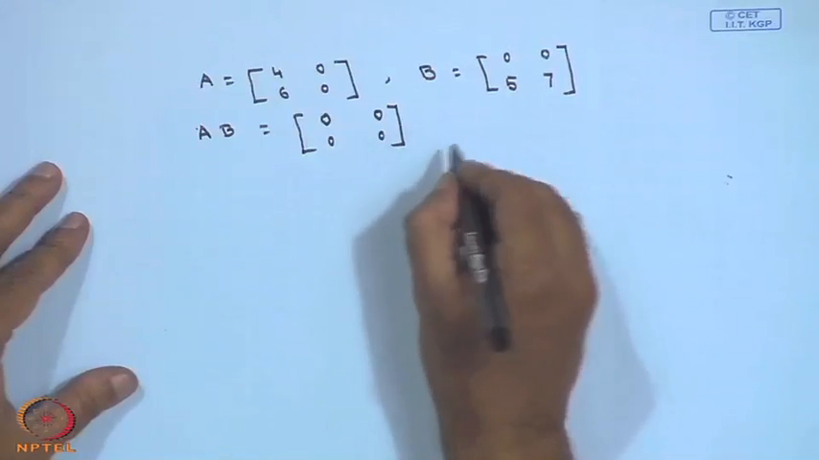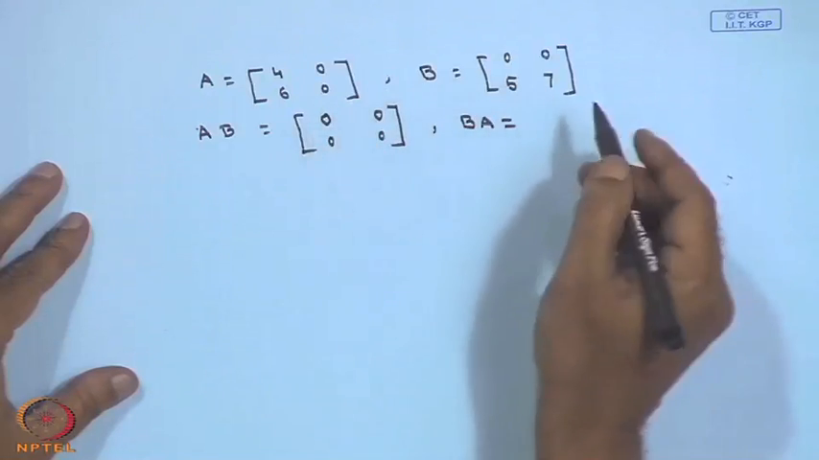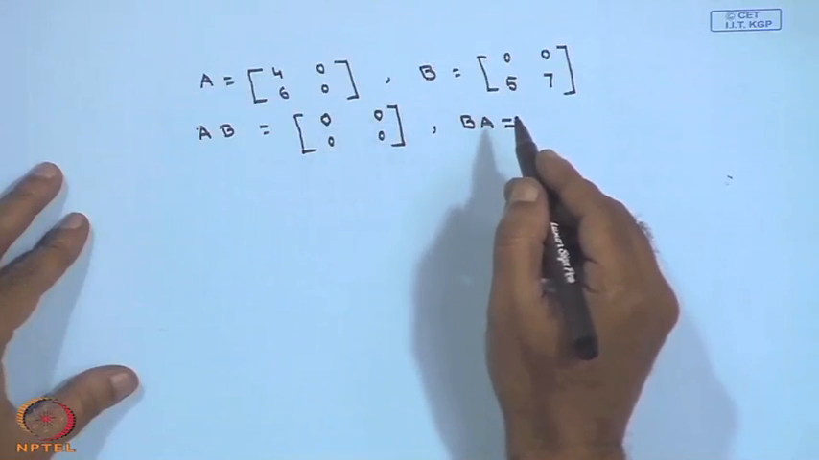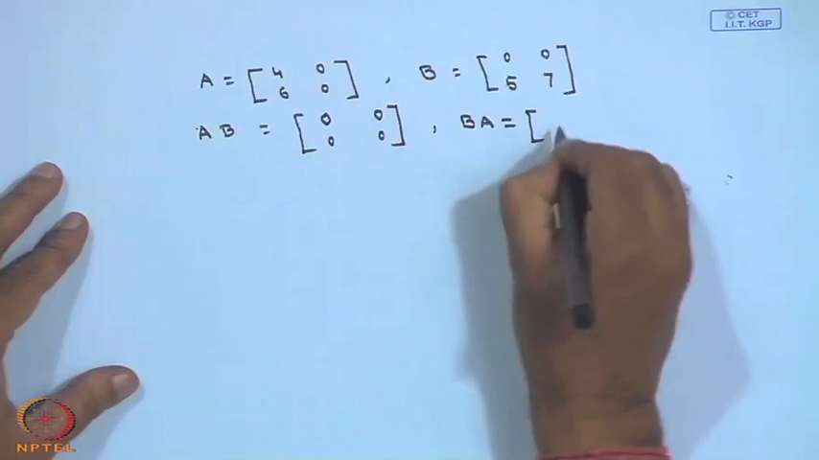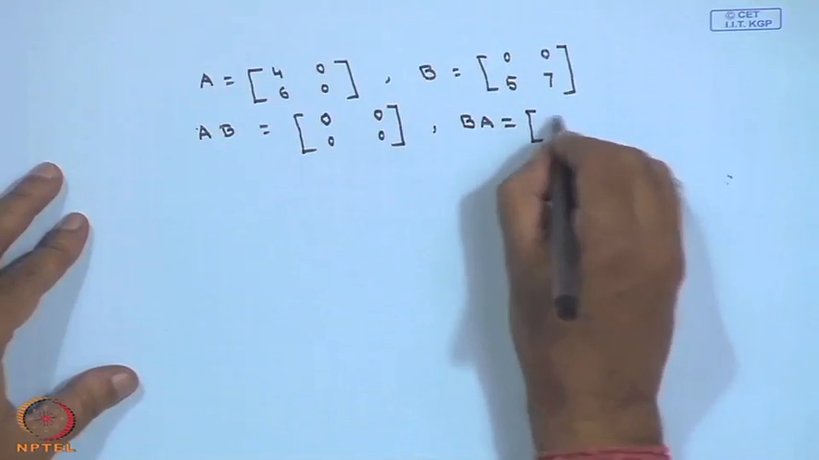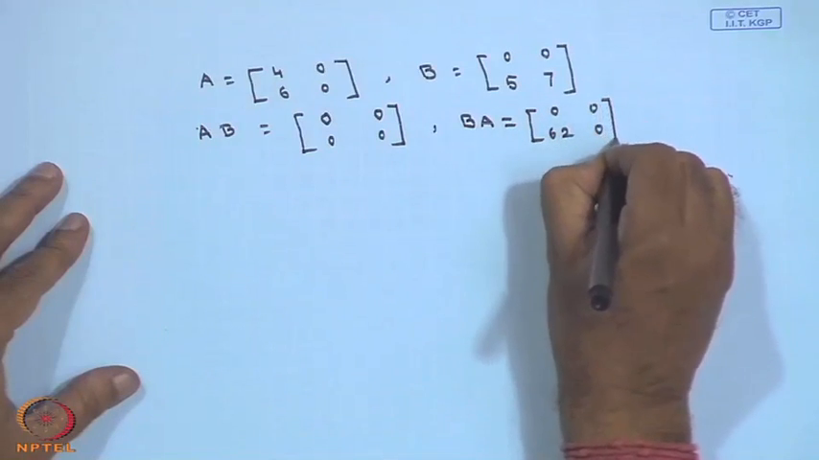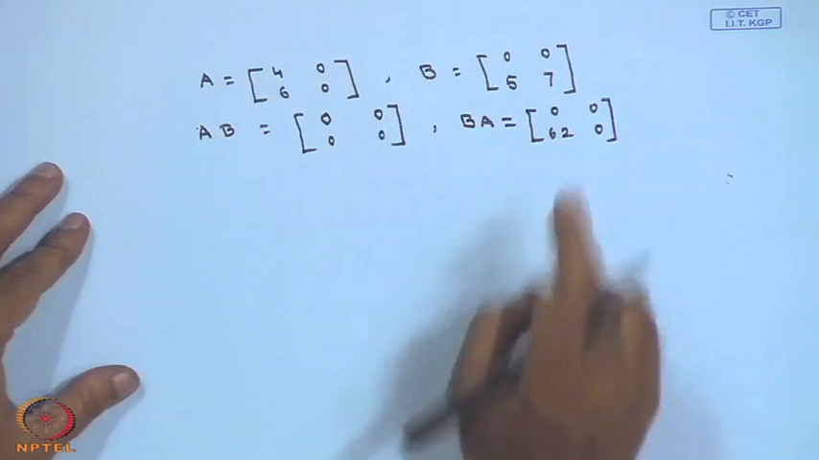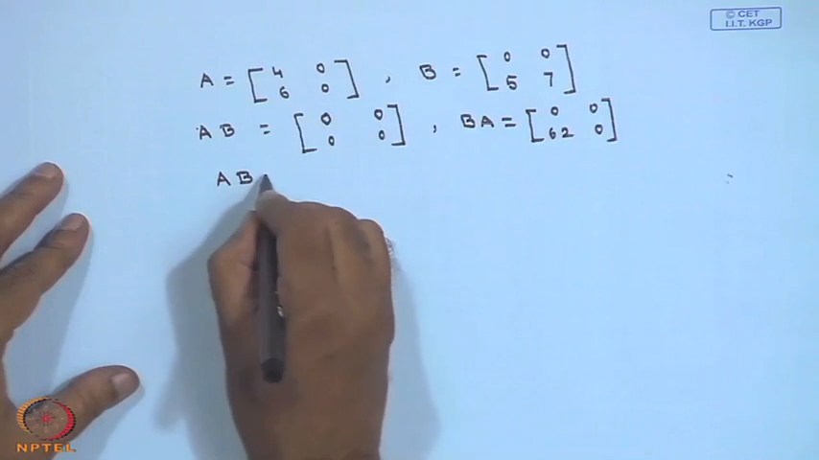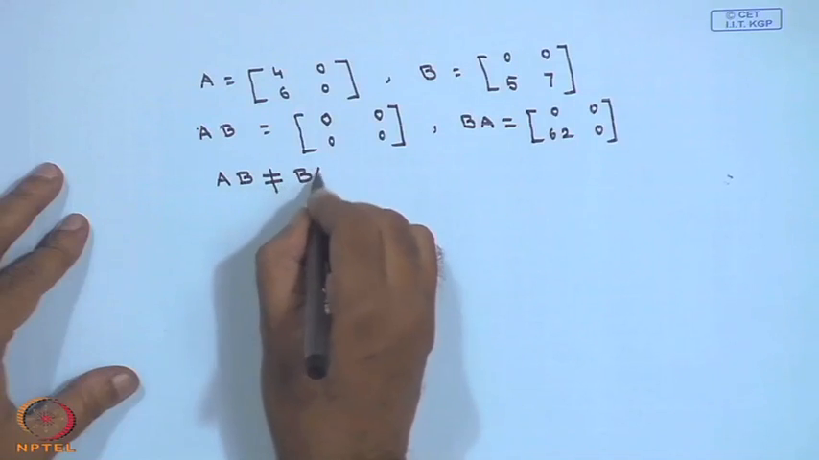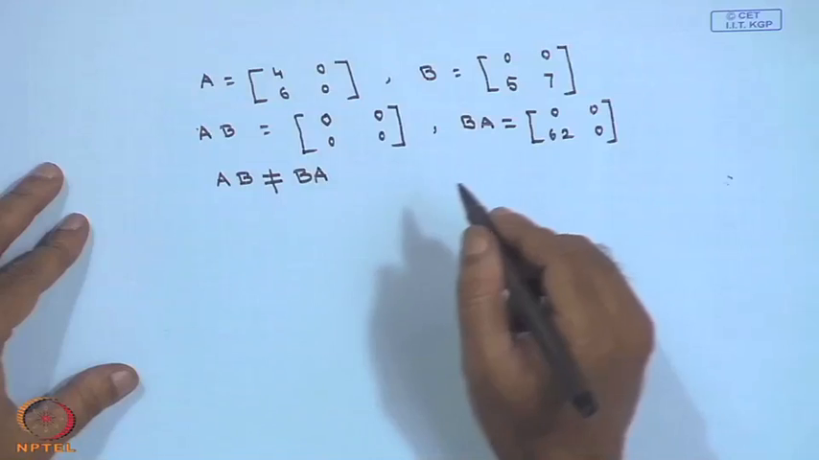Similarly, your BA, you can calculate, because number of rows and number of columns of both the matrices are same. From your BA you can calculate as 0 0, 62 and 0. So, once I am calculating AB and BA, one thing is very clear, that it is not necessary that AB will always be equal to BA. It may be equal, it may not be equal.